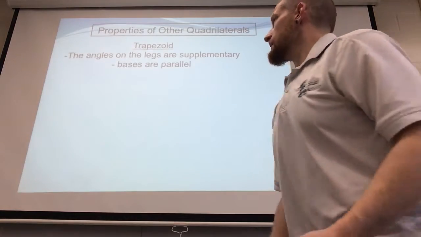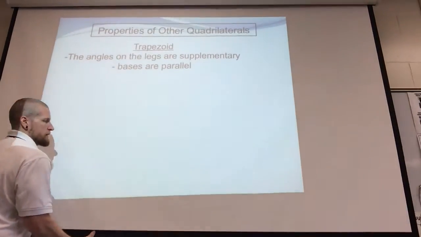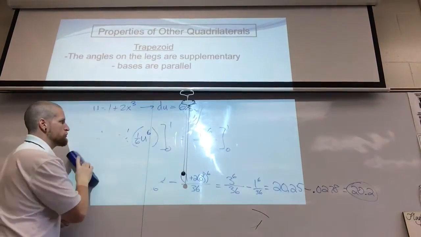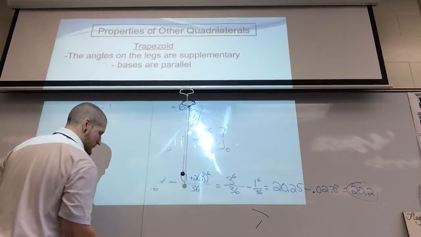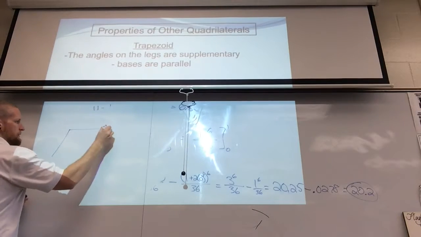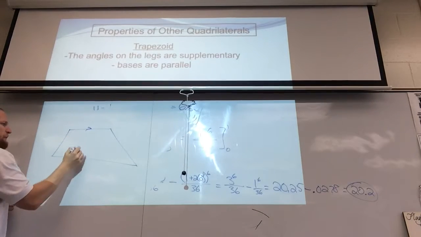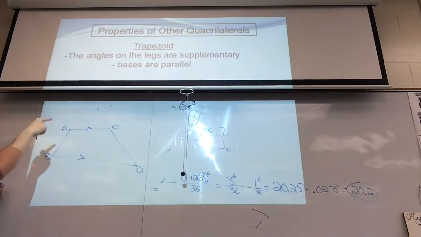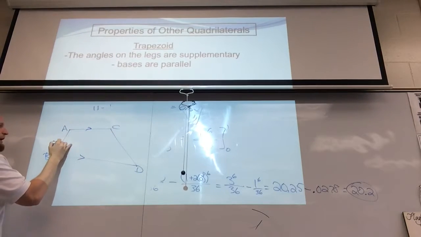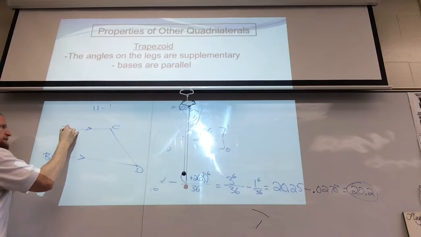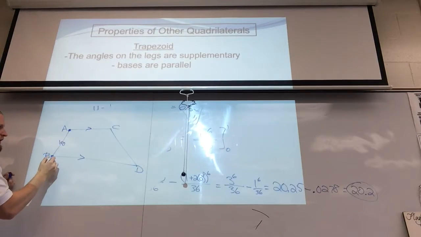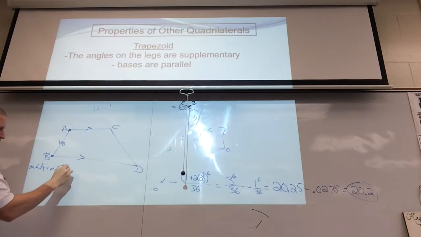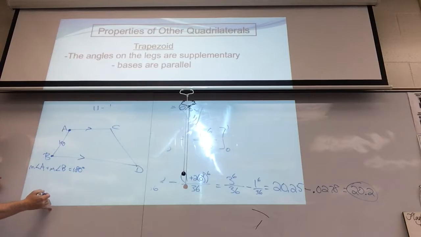The angles on the legs, what I mean by that is, if I had this as my trapezoid, when I say the angles on the legs are supplementary, I'm talking about here's a leg, this angle and this one are on the same leg. So I know that A plus B has to add up to 180.